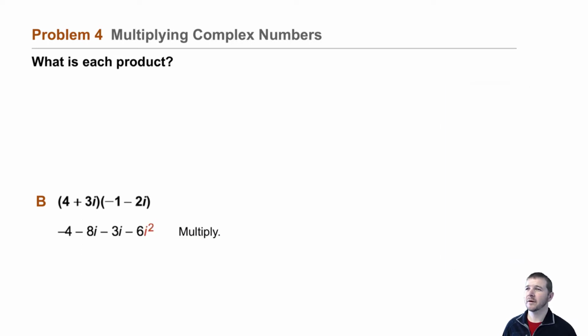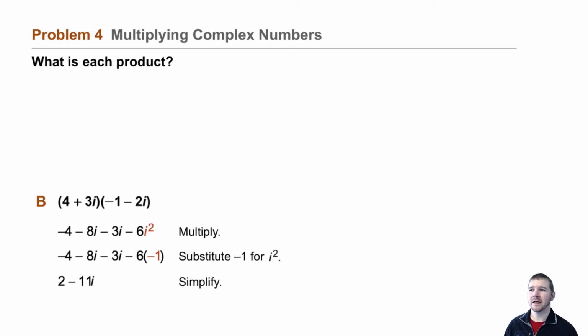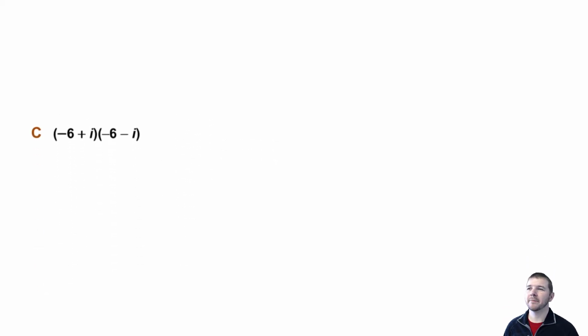Negative 4 minus 8i minus 3i minus 6i squared. Substitute negative 1 for i squared. That's negative 4 minus 8i minus 3i minus 6 times negative 1. And simplify, writing the complex number in its standard form, real part first, followed by imaginary part. That's 2 minus 11i.